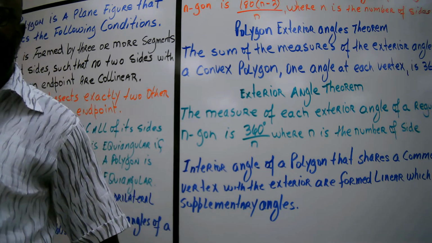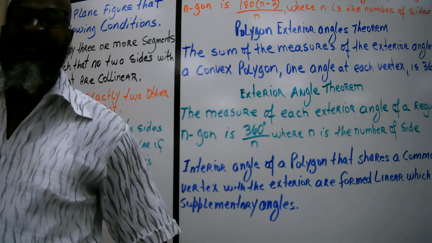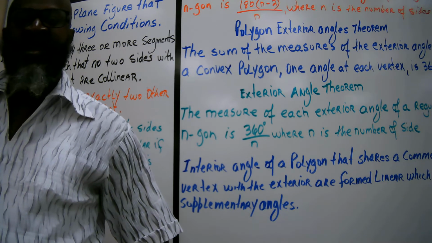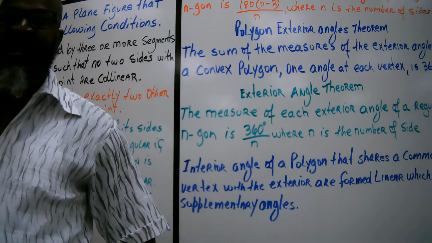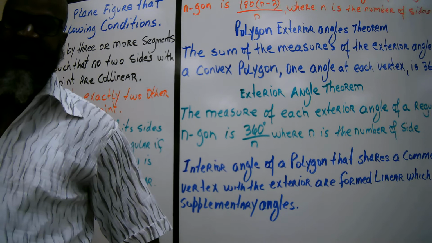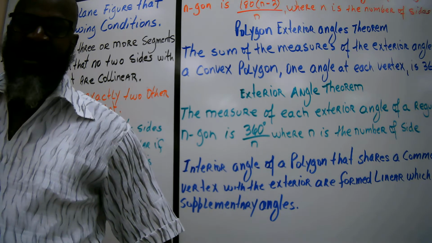For any other polygon, they have to tell you that it's a regular polygon. For instance, a rhombus is not a regular polygon. However, a rhombus is equilateral. For example, a rectangle is equiangular, but a rectangle is not equilateral. Therefore, it does not meet the definition of a regular polygon.